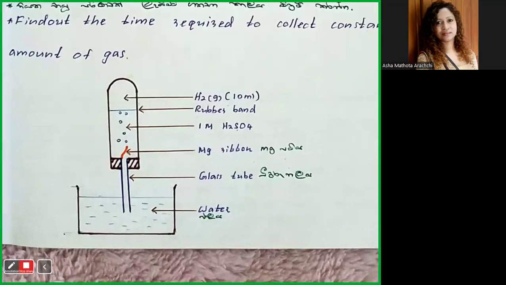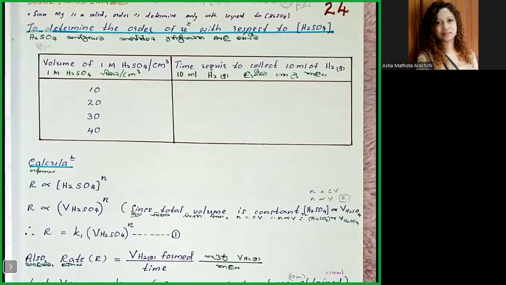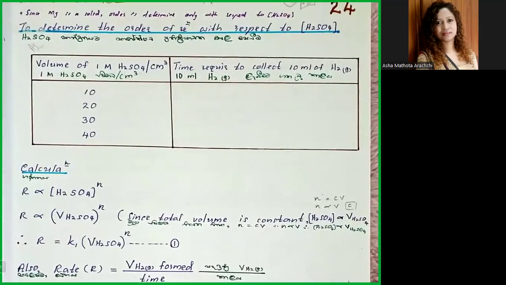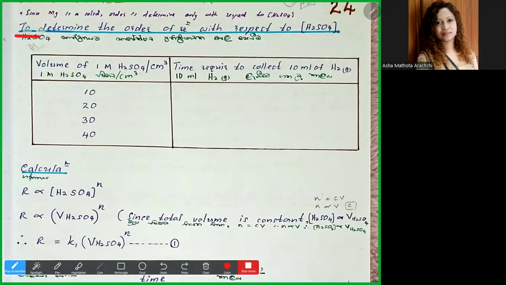Moving on. Okay. Topic. We are still at the same experiment. Topic: to determine the order of reaction with respect to H2SO4 concentration. Let's copy the table with respect to H2SO4 concentration.